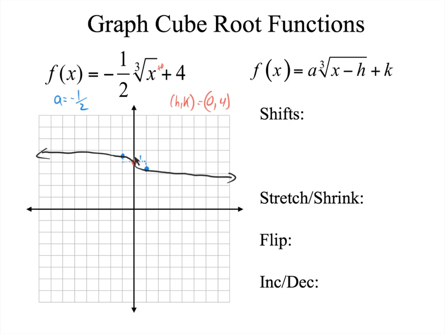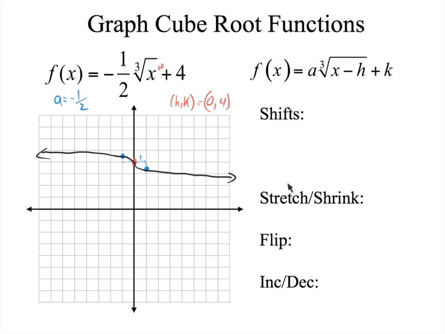A square root would be a little bit more like farther down because the square root grows quicker, or shrinks quicker in this case because they're negatives. So once again, HK, then you go over 1, up or down your A value, and then do the same over here, and that's the sketch. A, H, K. Remember, H is always the opposite of what's inside.